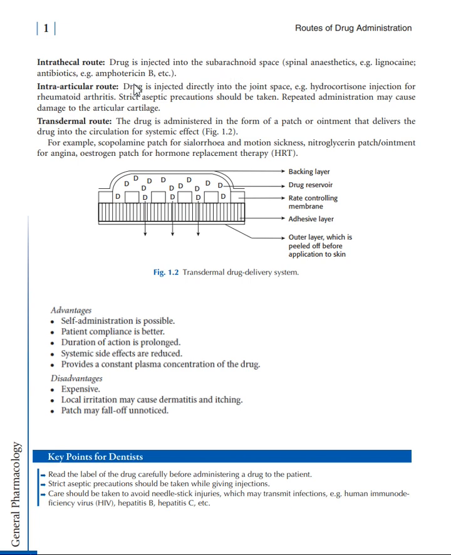Okay, then you have the intra-articular route, that is, it is injected directly into the joint space. This is given in the case of rheumatoid arthritis. Strict aseptic conditions are required, and if given too much, it can cause major damage to your articular cartilage.